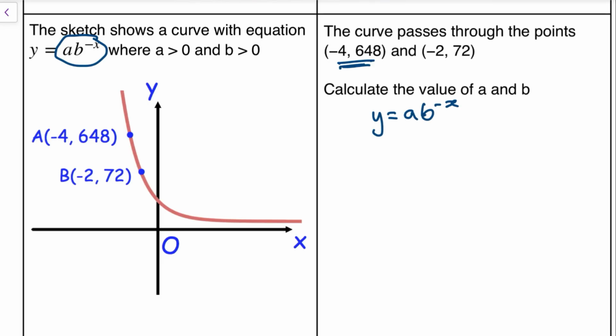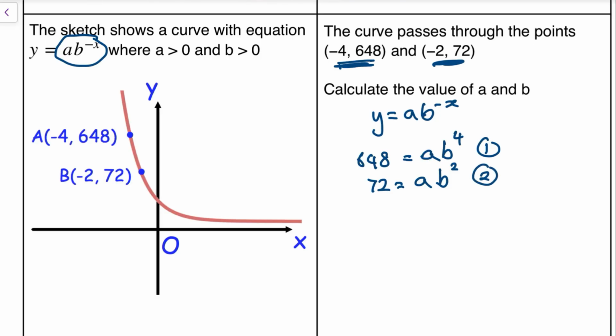So when I put in this one here, which is A on the diagram, I get that 648, not a nice number, but it will fall out somewhere probably, is equal to a that I don't know times b that I don't know to the power of minus minus 4, which is 4. That's going to be my equation 1. Similarly, when I put point B in, well, that's going to tell me that 72 is equal to a that I don't know, b that I don't know, to the power of minus minus 2, which is 2, which is my equation 2.